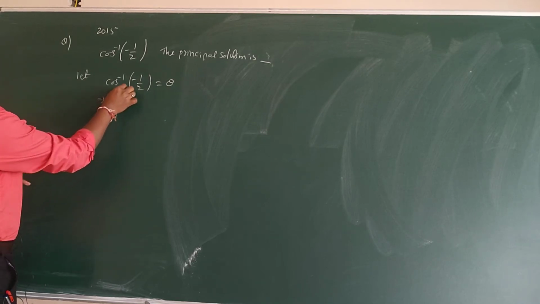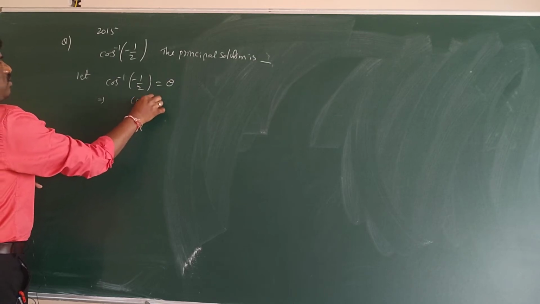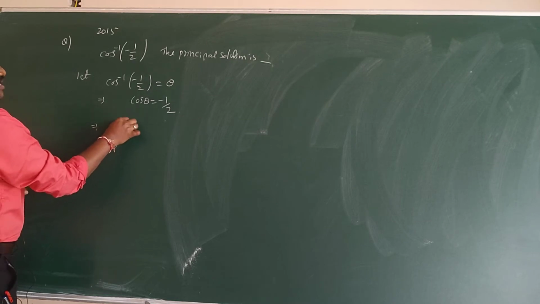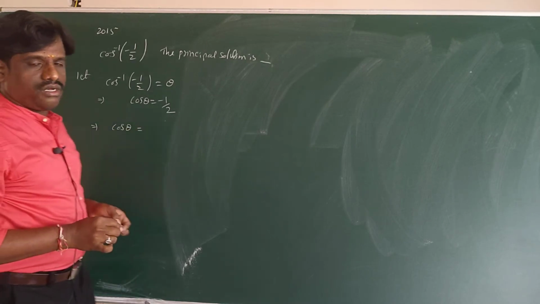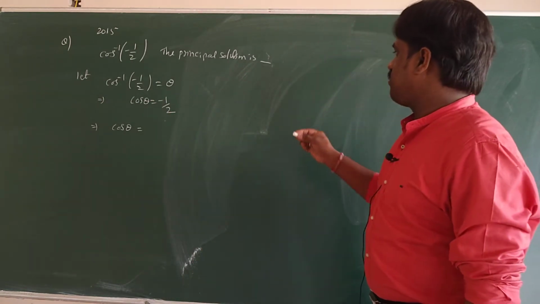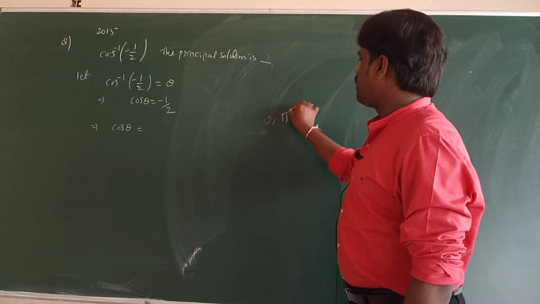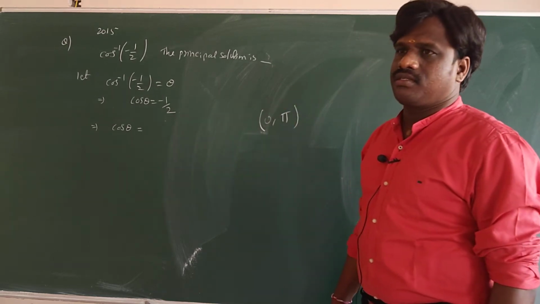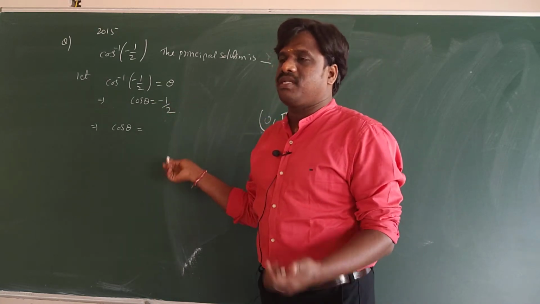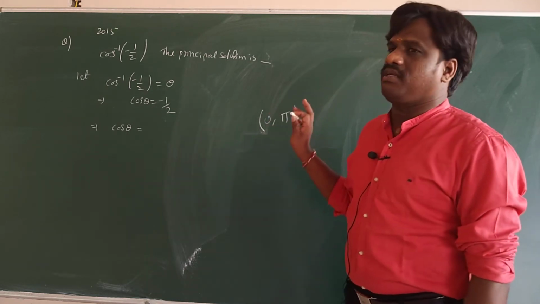Then this implies, if I send cos inverse to this side, you get cos theta is equal to minus half. Now, what is the range of cos inverse? Range of cos inverse is 0 to pi. I have to write the principal value, which means the range is the principal value. The principal value of cos inverse is 0 to pi.